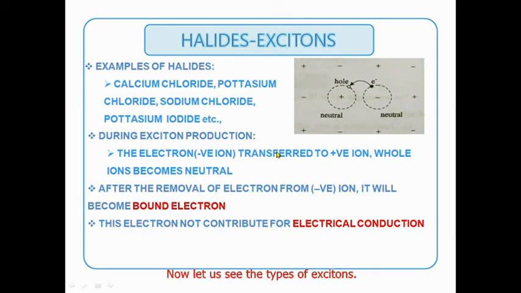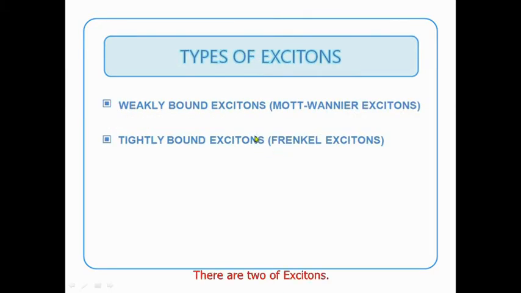Now let us see the types of excitons. There are two types of excitons. One is weakly bound excitons, also called Mott-Wannier excitons. And another one is tightly bound excitons, called Frenkel excitons. First, we will see the weakly bound excitons.